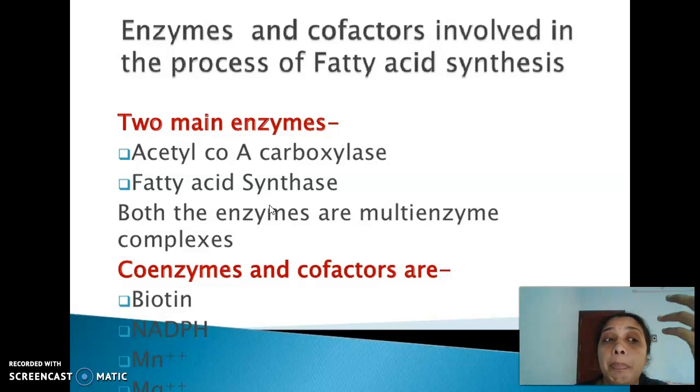In case of PDH complex or alpha ketoglutarate dehydrogenase, etc., we name the subunits as E1, E2, and E3. Similarly, in case of fatty acid synthase complex, we can name the individual enzymes as E1 to E7 for simplicity. Of course, the actual names are something different, but for the time being, we can designate them as E1 to E7, right?